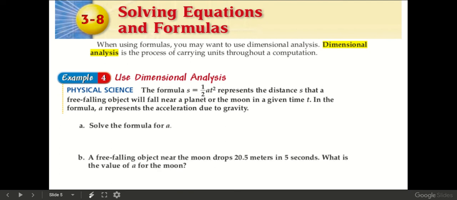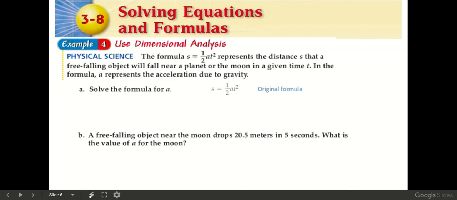Okay, so first thing we're going to do is we're going to solve the equation for a, and then in part B, we're going to find a free-falling object near the moon that drops 20.5 meters in 5 seconds and find the value of a, the acceleration on the moon. So let's go ahead and do a. So here's my equation, right, that they give me.